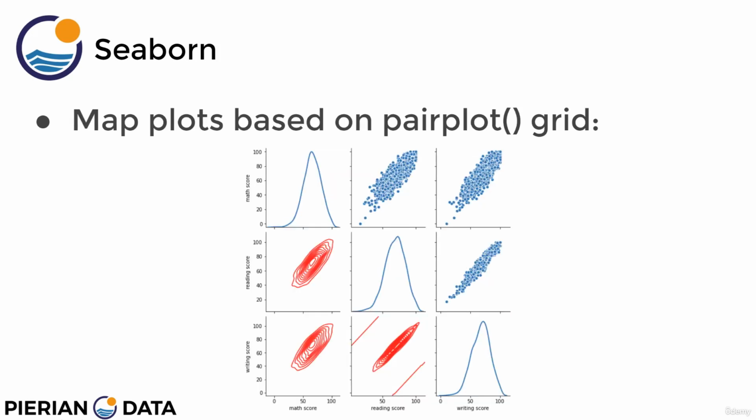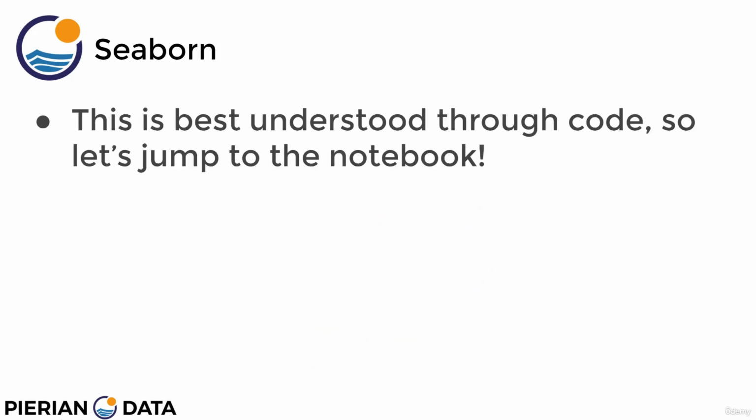Or we can also map plots based off a pairplot grid. Pairplot underneath is actually calling something called a PairGrid system. We can directly access that PairGrid system to map certain plot types to either the diagonal, the bottom left of the grid, or the top right of the grid. All of this is really best understood through the code, so let's jump to the notebook and explore the data a little further.